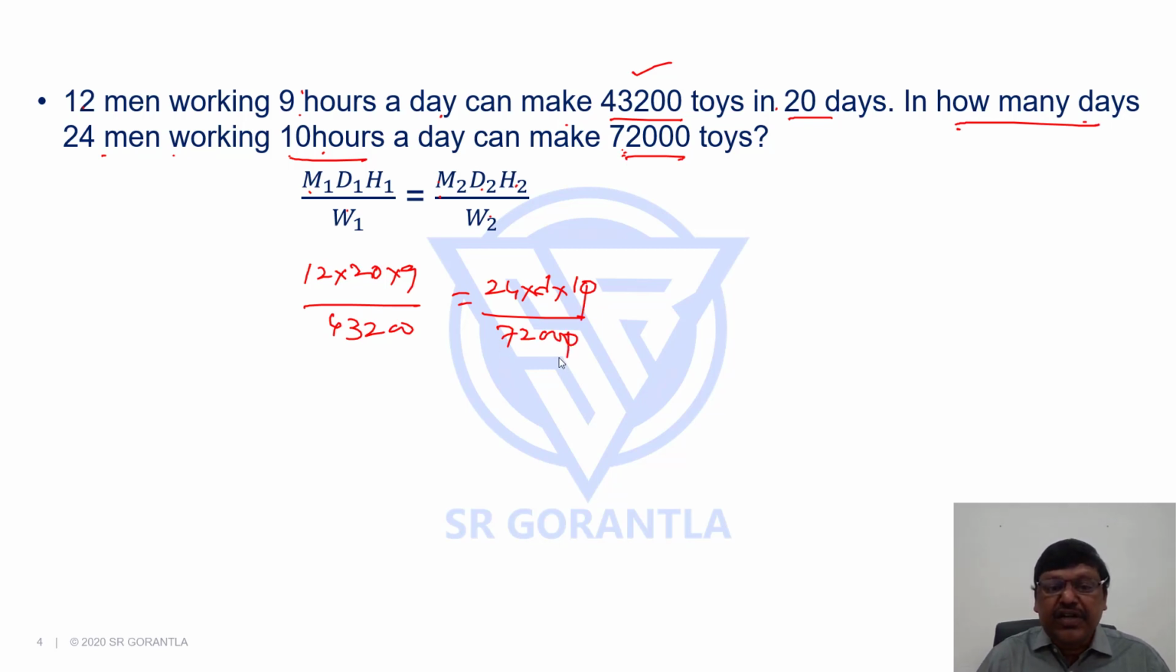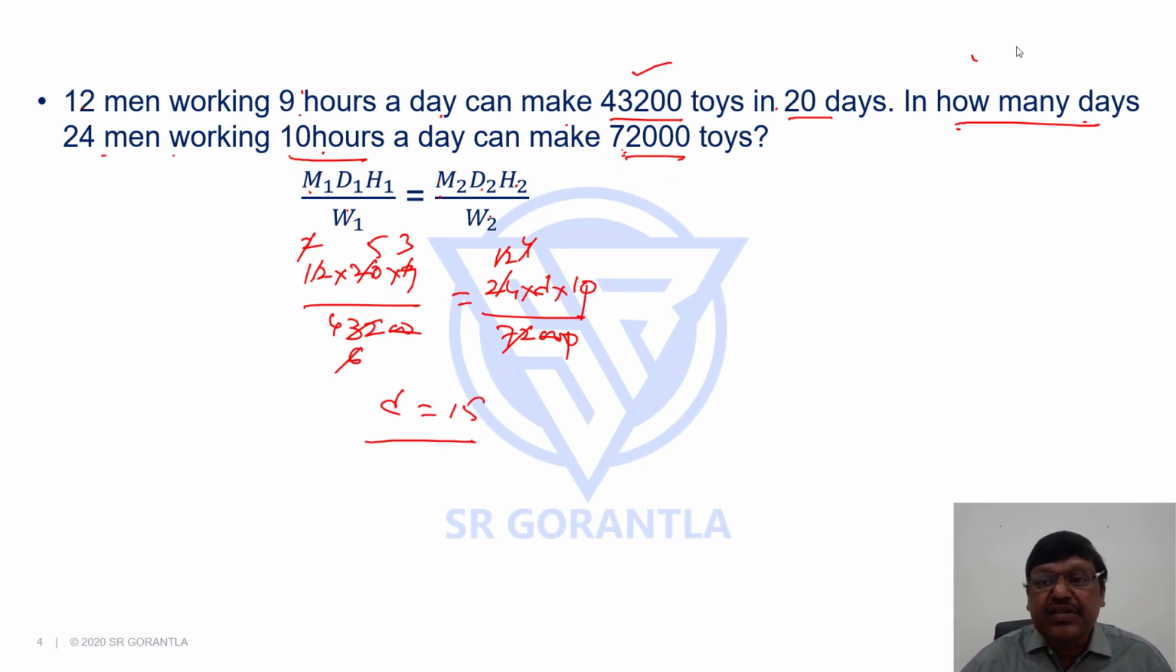You can see one 0 gets cancelled, 2 zeros get cancelled, 72, 6 are 432. You can say 6 1s, 6 2s, 2 12s. We can say 3 3s, 3 4s, 4 1s, 4 5s. We can say D equals 15. So 15 days, in how many days is the question? That is 15 days. Our answer is 15 days. Direct formula based question. We'll see a couple of questions more.